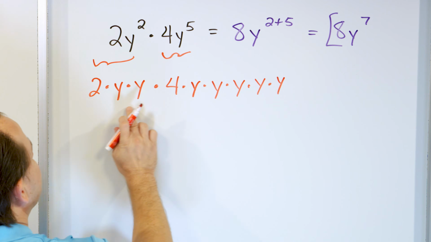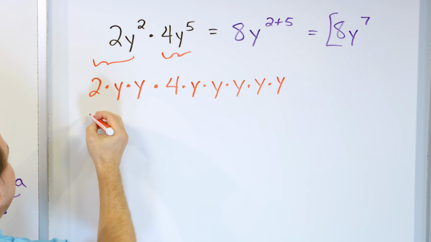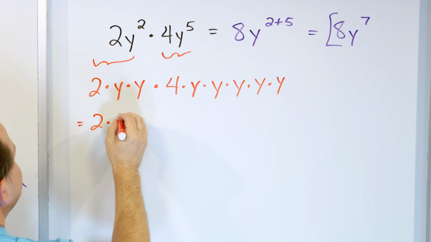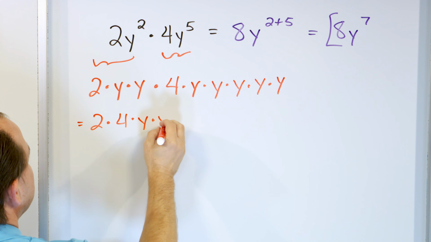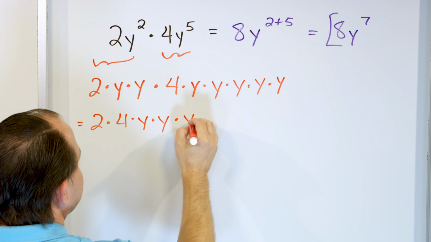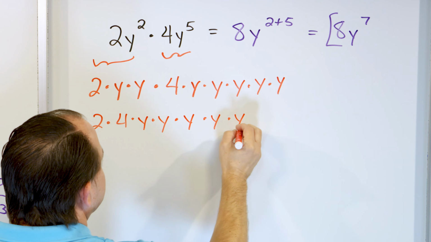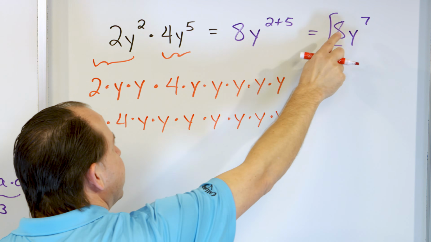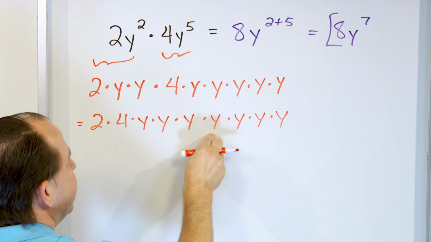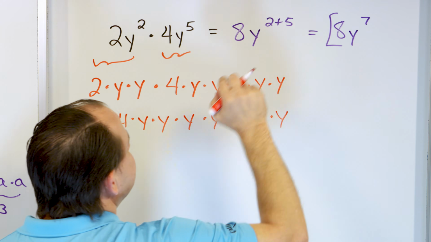So because we can rearrange the order of multiplications, we could write it like 2 times 4, moving the 4 over there, and then these 2 y's right here, and then all of these. And then we have another one, and another one, and another one, and another one, and another one. And so then we multiply the numbers together to get 8, and then we have 1, 2, 3, 4, 5, 6, 7 of these y's there.